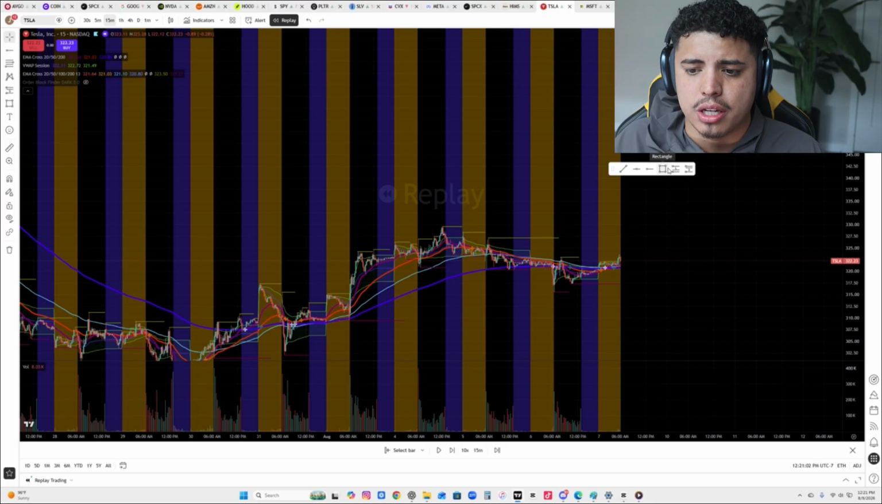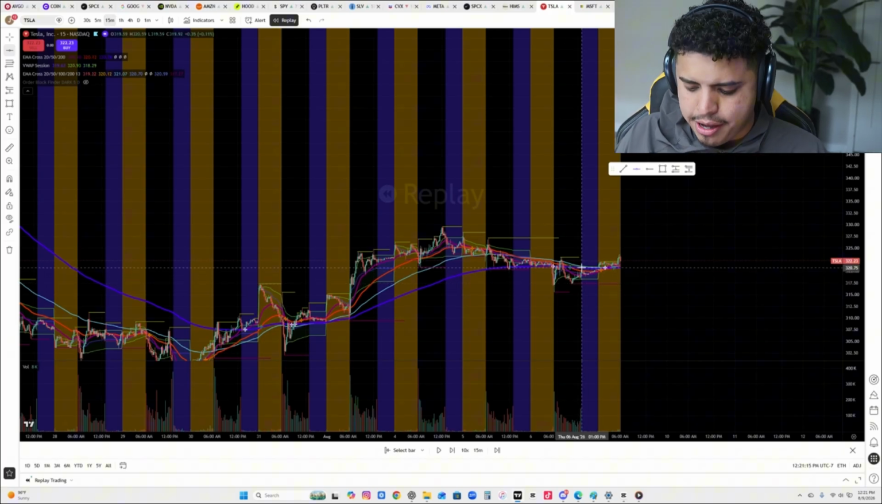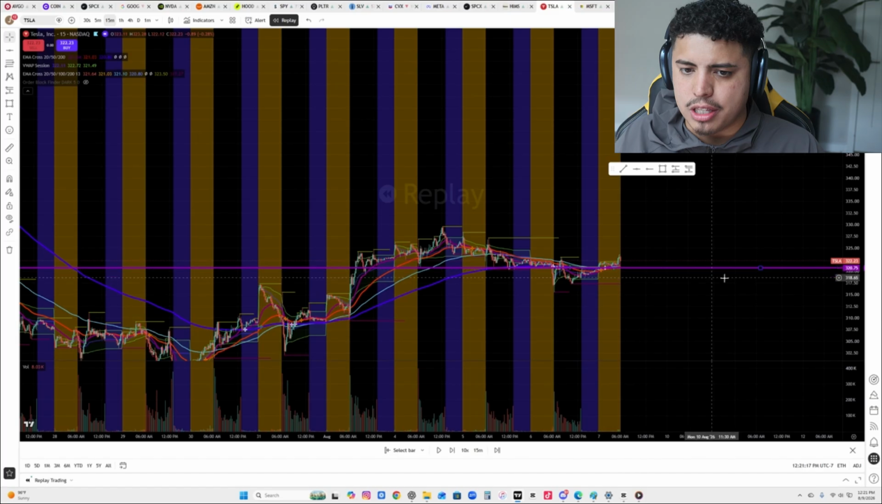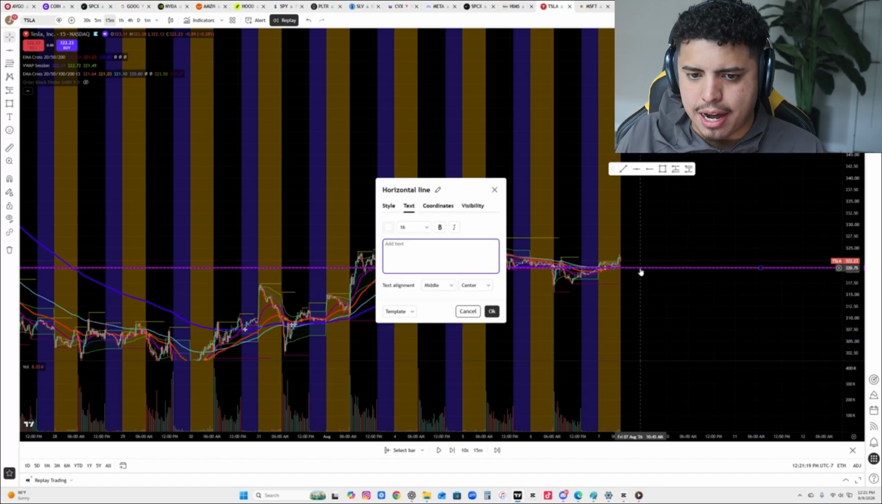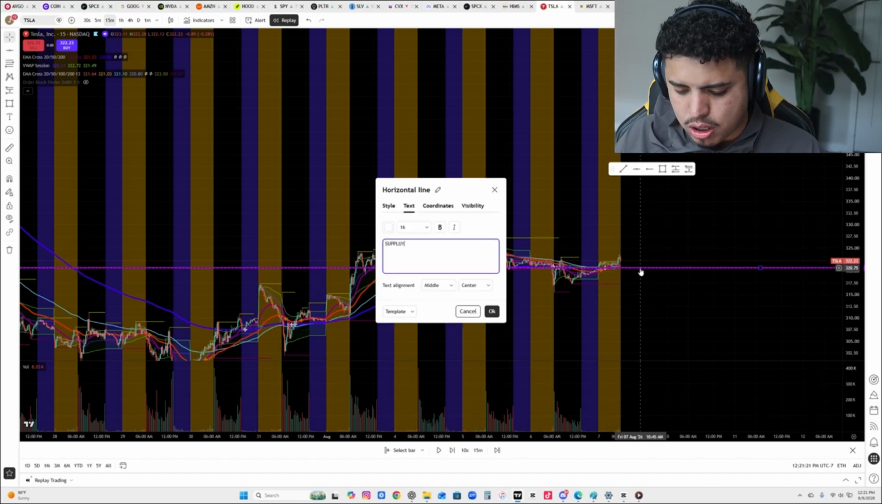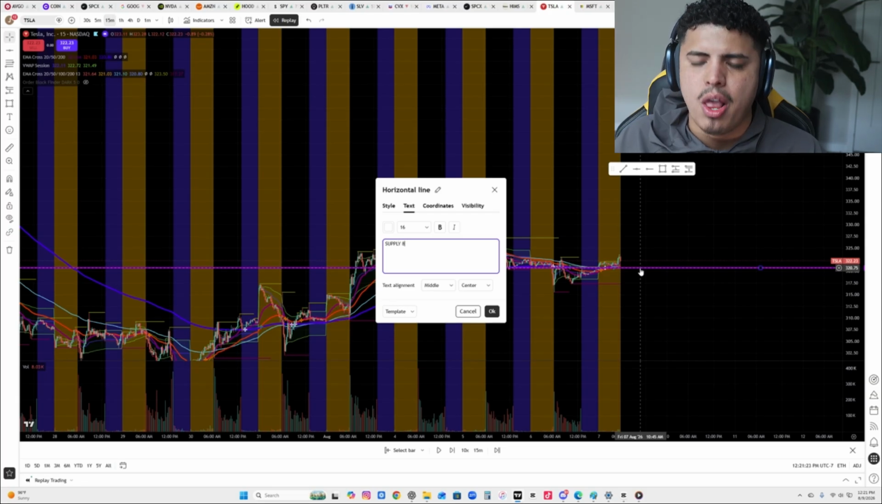So let me go ahead and draw this out for you guys here. Notice we have this outlier here at 317. I'm going to go ahead and step it up to around 320, and now I'm going to use this as my macro supply. And yes, we're talking about micro levels, but you still want to have a macro supply drawn out for you so you know when to expect the buyers.